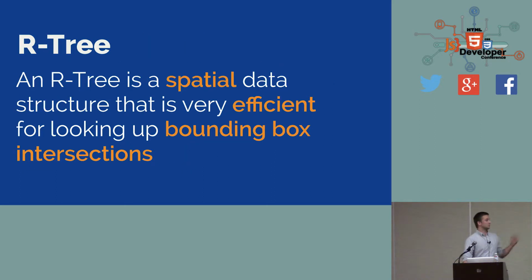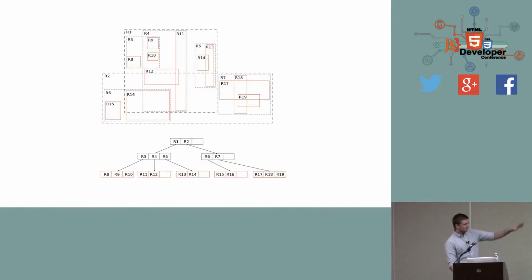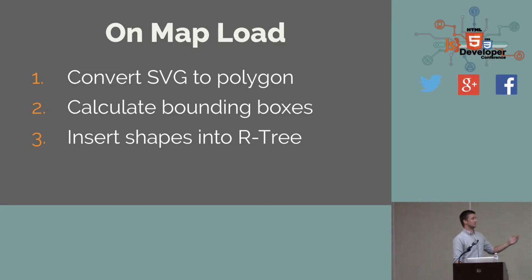The way we do this is by using something called an R-tree. An R-tree is a spatial data structure that's really good at looking up whether something falls within a bounding box, or whether two bounding boxes intersect. This is the Wikipedia diagram of it. If you're familiar with binary search trees, it's a pretty similar concept. The basic idea is that you can very quickly eliminate large areas of the search space when you're searching for a bounding box. So given a point, this can very quickly tell us which bounding boxes it intersects, which is important for us.